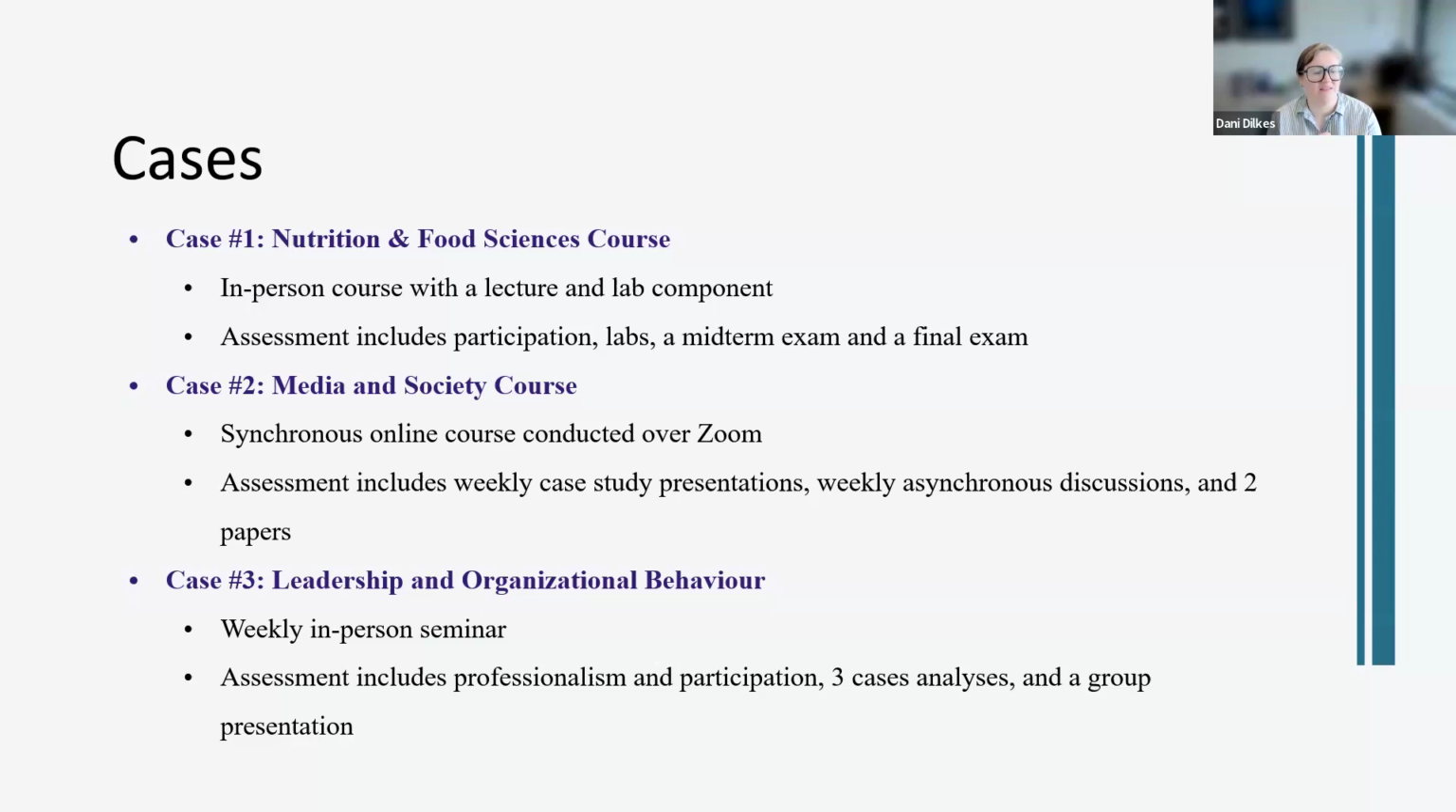Case number 2 is a media and society course. It is a synchronous online course that's conducted over Zoom. The assessments for this course include weekly case study presentations, weekly asynchronous discussions, and 2 papers. And the third case is a leadership and organizational behavior course that consists of a weekly in-person seminar. The assessments include professionalism and participation, 3 case analyses, and a group presentation. So I just wanted to introduce those so you can start to think about them before we jump into the principles and the activity.